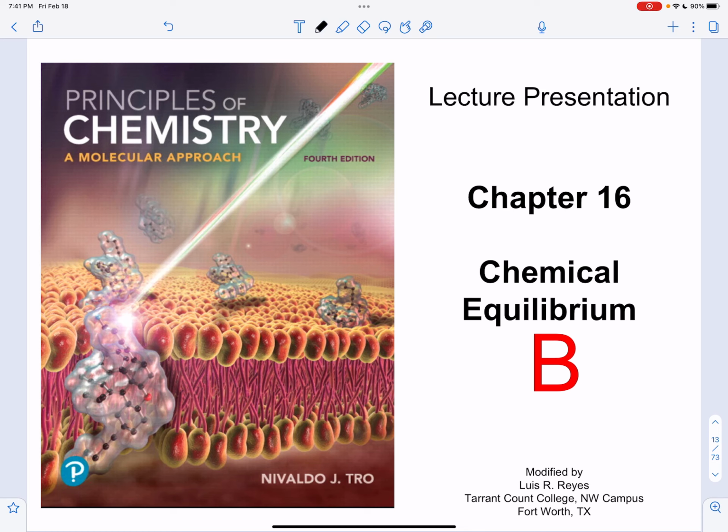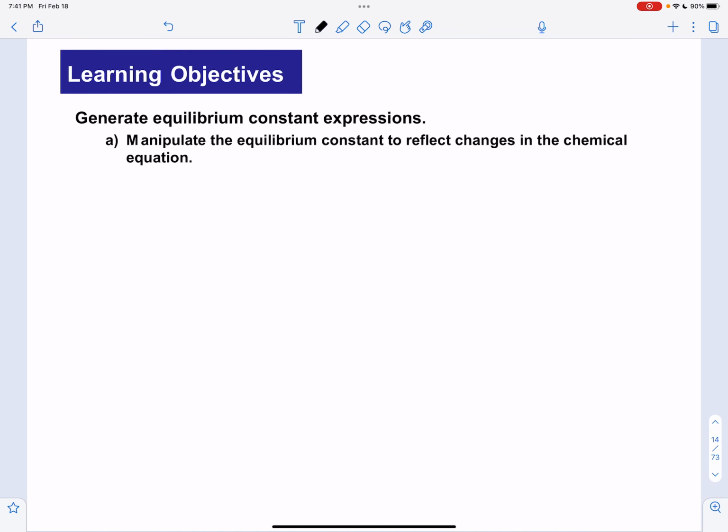Welcome back as we continue learning about equilibrium. So what are we going to be doing now? Now we're going to continue working with equilibrium constant expressions, but we're going to manipulate those values so we can use the equilibrium constant from one reaction for a similar reaction.